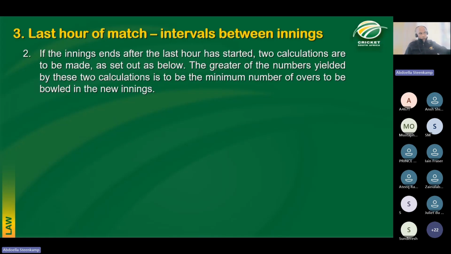After doing calculation 1, you'll write down the answer. You'll do calculation 2, you'll write down the answer. And then, after you get both your answers, you need to compare the 2 answers, and the greater of the 2 answers will be your minimum number of overs to be bowled in the last hour. Bear with me, I'm going through the theory. I do have an example that will show you exactly how to apply the theory.